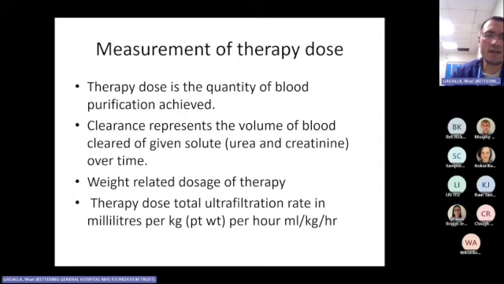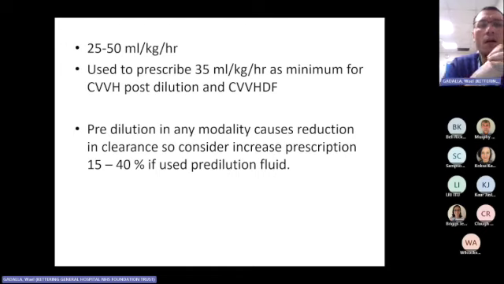You decide the amount of the therapy based on the patient weight. So the total ultrafiltration rate, you will say it is milliliter per kg per hour. And usually in the chart, there is a range from 25 to 50, and most likely we prescribe 35 ml per kg per hour.